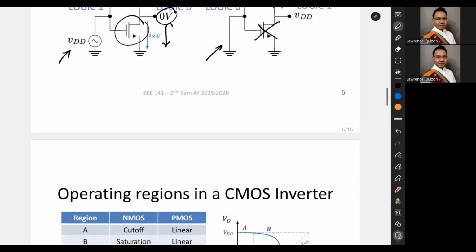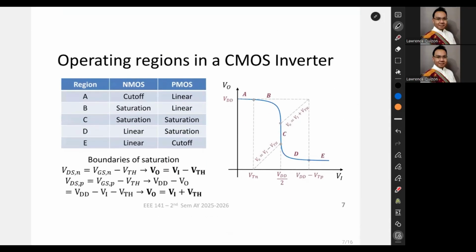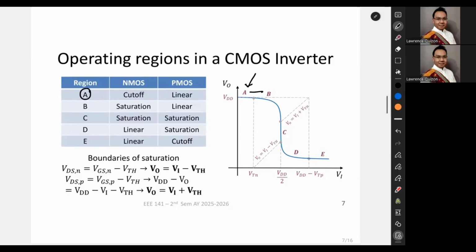So how do we analyze the operating regions in a CMOS inverter if there are two different transistors? Well, we cordon off every single portion wherein there are different combinations of the operating regions. So for example, if Vout is high, it means that the NMOS is in cutoff. That's region A, and the PMOS will be linear. Then, as you increase Vin, the NMOS will go into saturation because it's no longer in cutoff, it's above the threshold voltage, while the PMOS is still in linear.